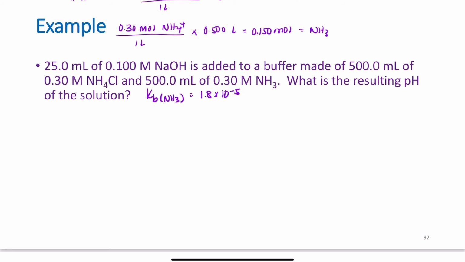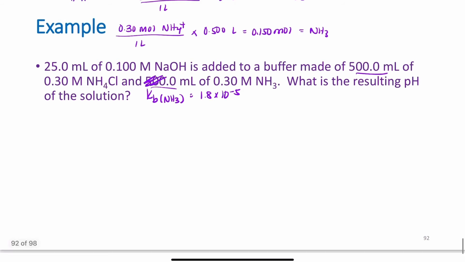When it says buffer made of this and this, that's not written very well. I meant that that's 500 mils total, not 1,000 mils total. It should probably be best to just write it as this. Ignore that part. I mean, that's 500 mils of that total solution.